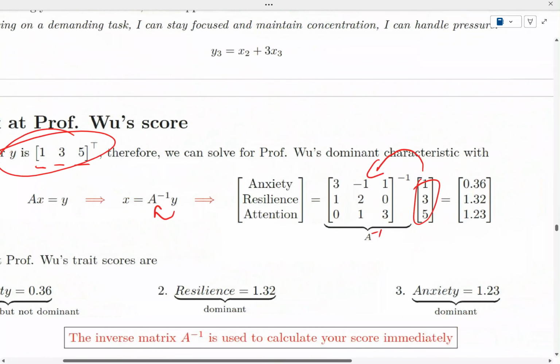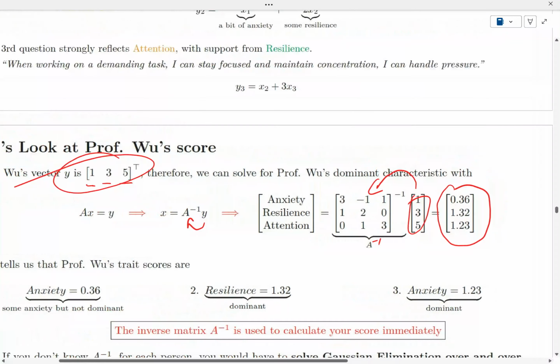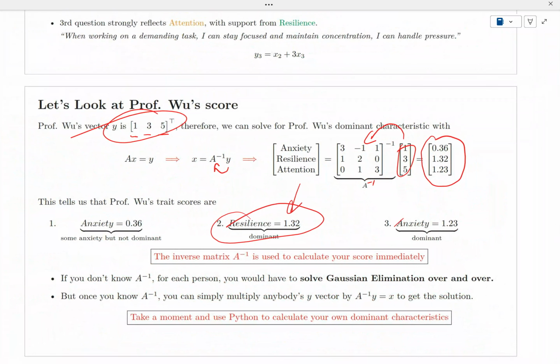Then it says these are the scores. What were the three? The first one was anxiety. It says some anxiety is there, but it's not really dominant. It's not that large. Whereas my resilience is a pretty big number. And this is a typo; that's supposed to be attention. And attention is supposed to be high. So I'm good at paying attention, I'm pretty resilient, and I have some anxiety, but it's not taking over my life.